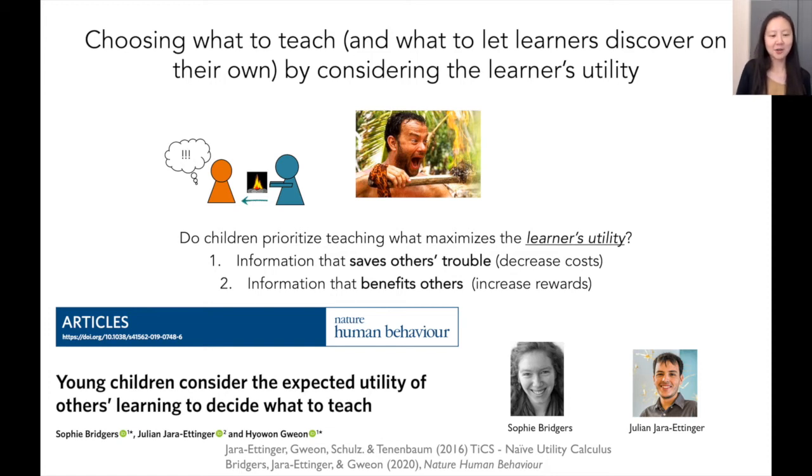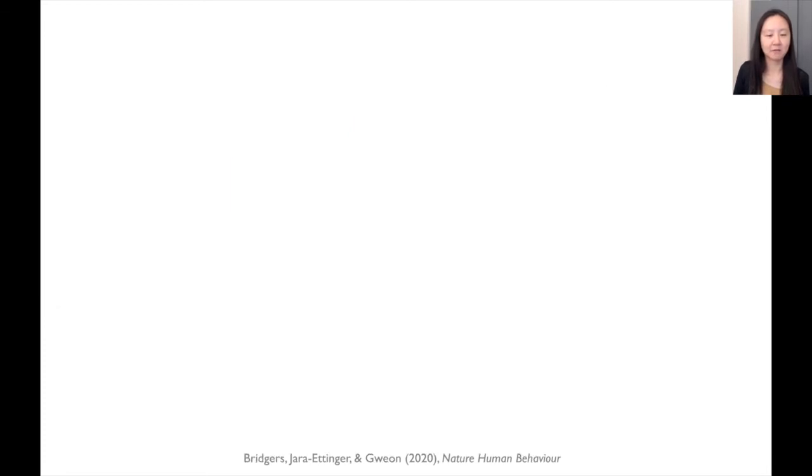So what we have shown with Sophie Bridgers, a former student of mine, and Julia Hara-Ettinger at Yale, is to try to show this experimentally by showing them a pair of toys and asking them which one should be taught. So imagine this toy that has one button. It's really easy to figure out or discover how it works. And if you press this button, the toy plays music. This is what we call the low reward, low cost toy because it's low cost to discover.